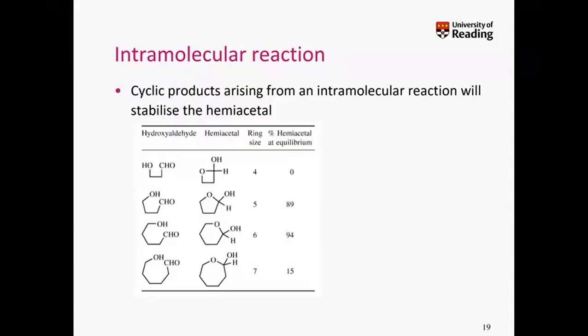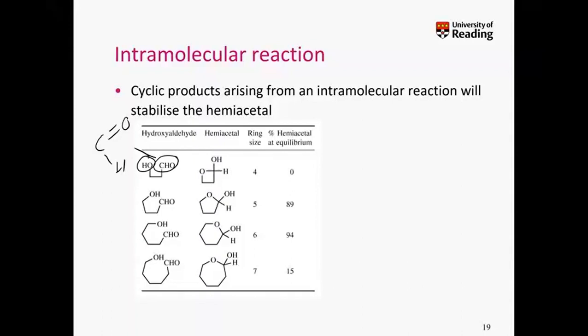Okay, and here's an example of how that might happen. You've got, at the start, CHO here. That is C double bond O, H, so that is the aldehyde part of the molecule. Here we have your OH, so that is your alcohol. And those two things are reacting together.